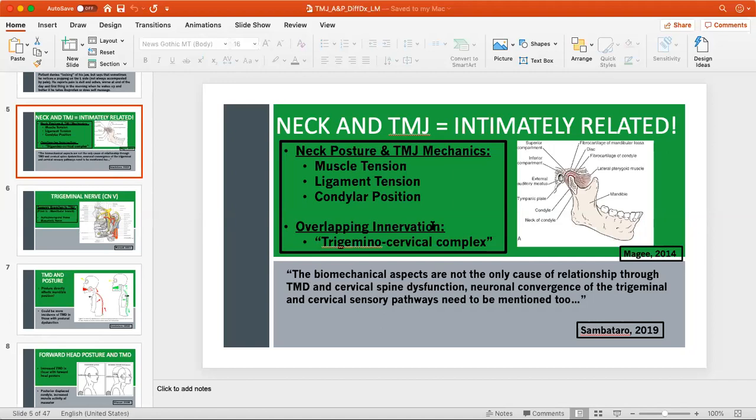The other thing that we see is an overlapping innervation between the cervical spine and the TMJ. So this trigeminal cervical complex: cervical spine nerve roots, as well as the trigeminal nerve, cranial nerve 5, are going to supply innervation to the neck, face, and jaw. And because of that, it's not uncommon to see referral pain or pain in multiple areas around the head, neck, and jaw that are sometimes related or hard to distinguish or differentiate. So I wanted to bring that to light because that is common.